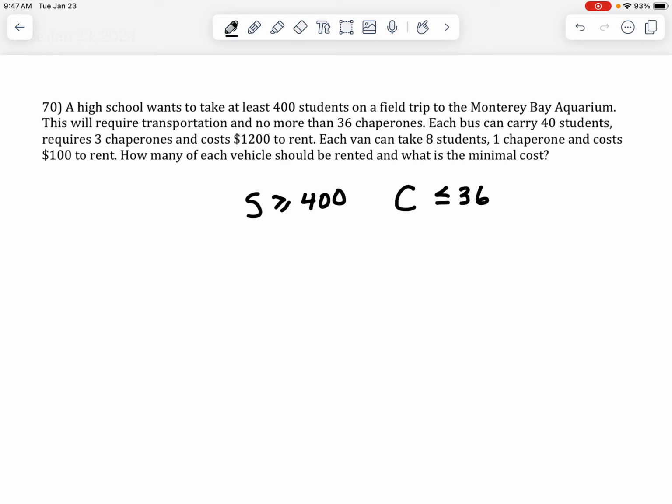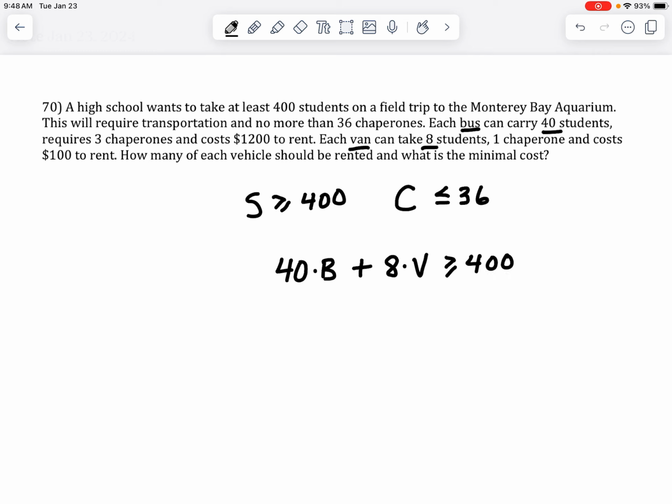Next up, there's either the possibility for bus, so I'm going to use a B for bus, and the bus can carry 40 students. So basically, if you do 40 times B, and B is the number of buses, then that's how many students in total will be on the buses. And there's also the possibility of taking a van, which can take 8 students. So if you add 8 people on every van, that's going to be the total number of students, and then that has to be bigger than or equal to the 400.